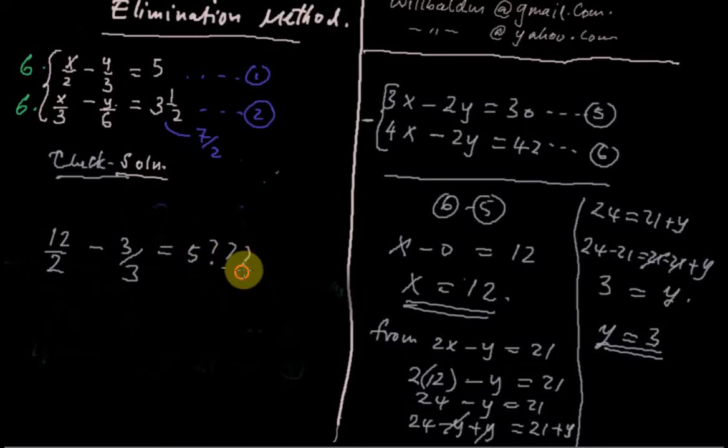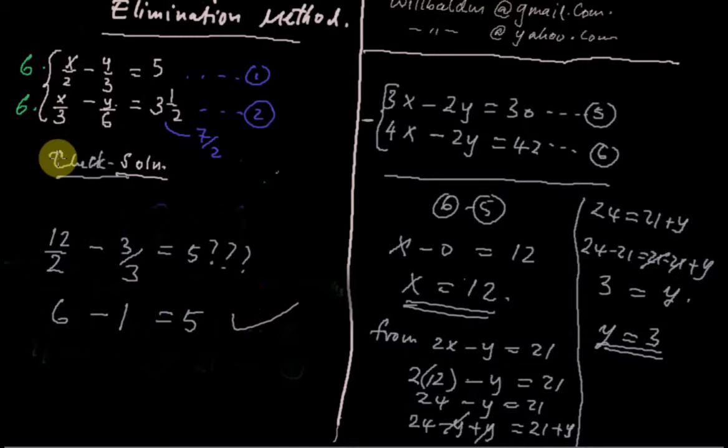You just ask yourself, okay, what is 12 over 2? This is 6. What is 3 over 3? This is 1. This is equal to 5. Yeah, we got it, right? So, see, that is very right. We got it, and that is how you can do things.